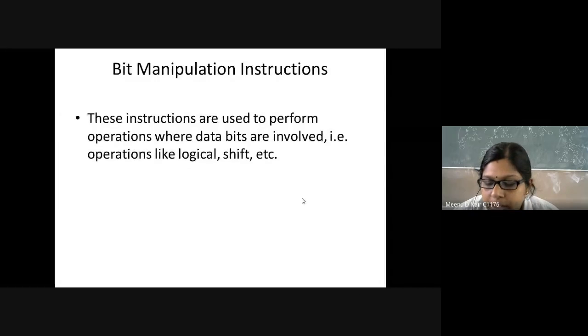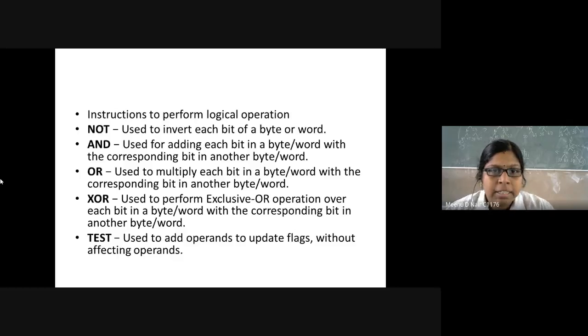Okay. Next one is bit manipulation instruction. What is bit manipulation instruction? It is used to perform operations where data bits are involved. It can be logical operations, shift operations like that. We will see one by one. First is the logical operations: NOT, AND, OR, XOR, and TEST. These are the instructions for logical operations.